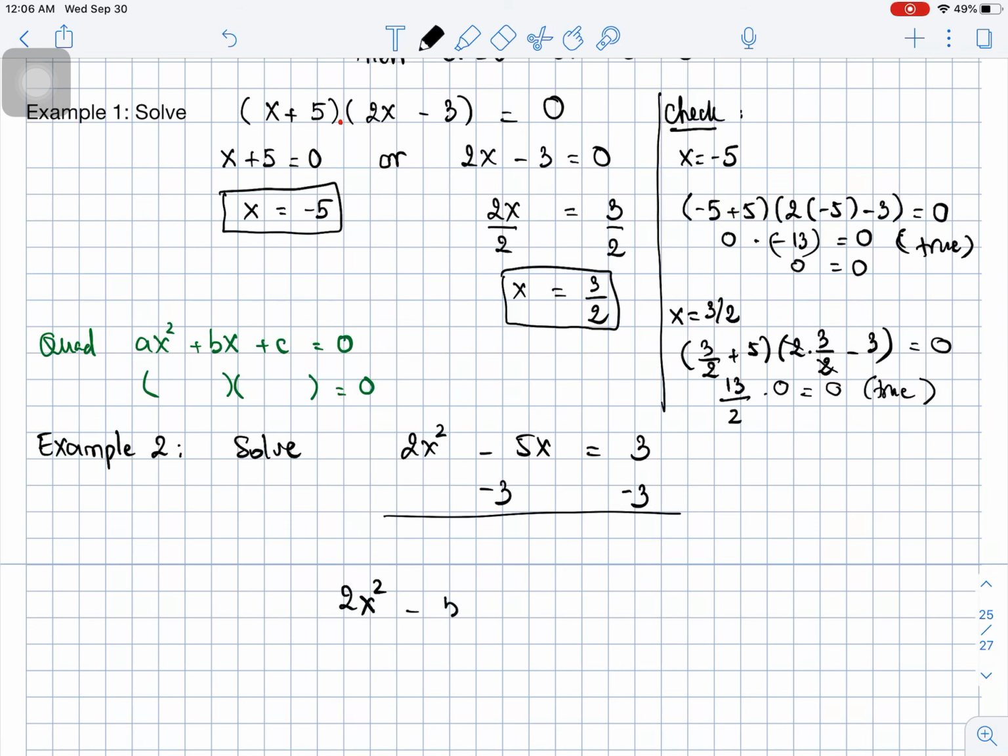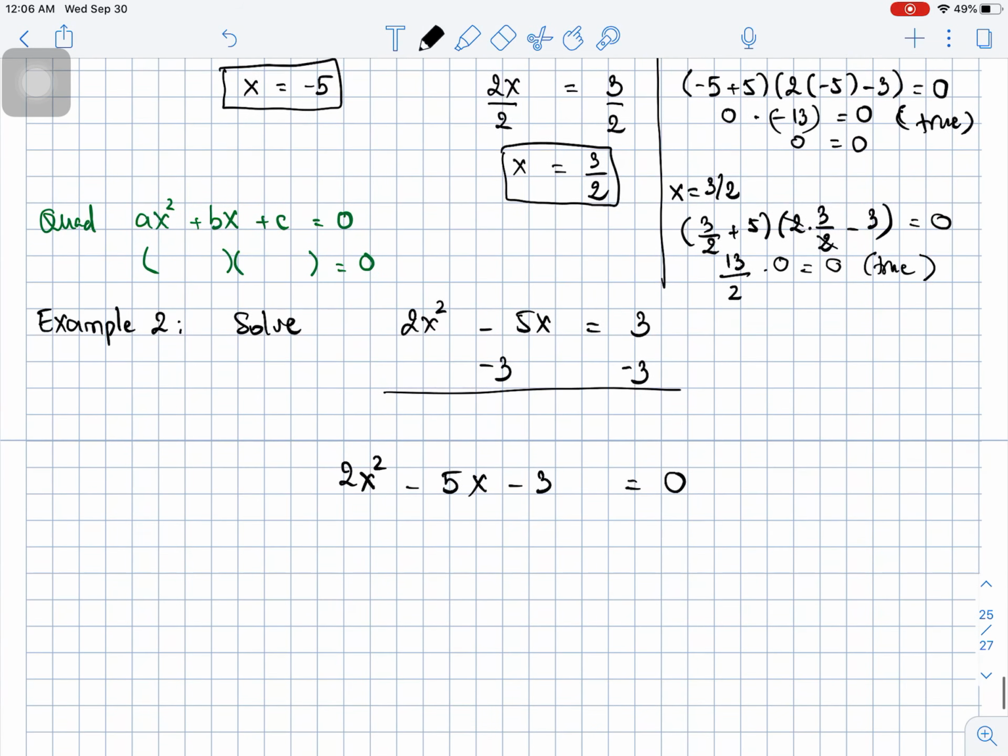We will minus 3 both sides. Then we got 2x squared minus 5x minus 3 equal to 0. And that is the quadratic equation. In order to solve for this quadratic equation, we have a minus between them. We want to have a multiplication. So we need to factor this.